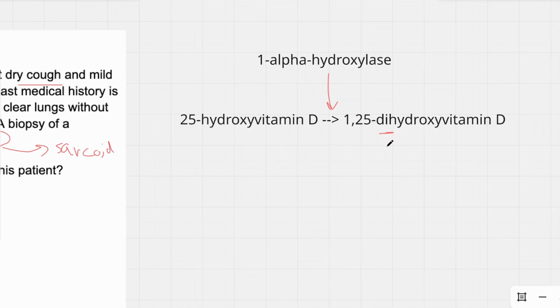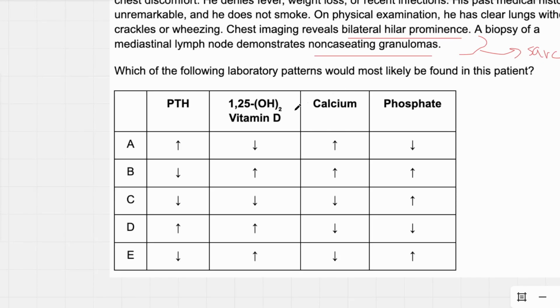1,25-dihydroxyvitamin D. Di means two. And who said undergraduate chemistry was useless? Ha! Not me. Or in other words, this is the inactive form to the active form. So sarcoidosis activates vitamin D. This is the active form of vitamin D right here.